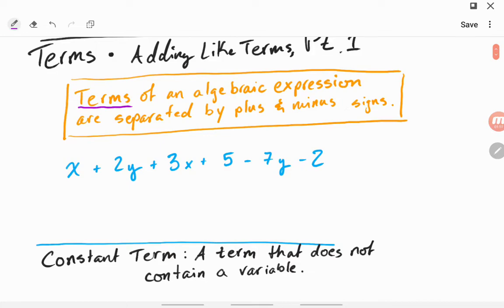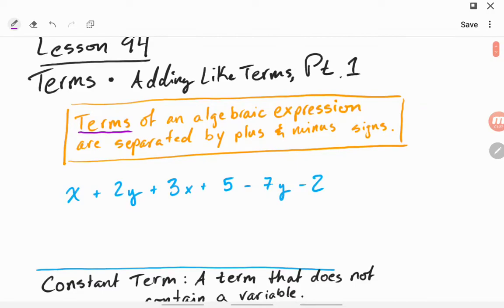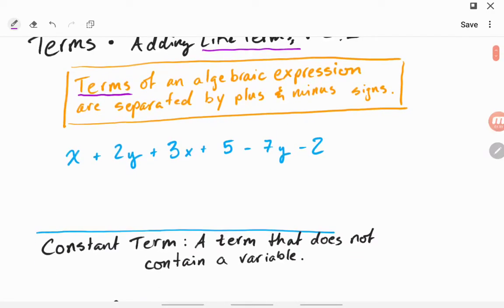Okay, well, then what if we wanted to combine this, right? What if we wanted to simplify? Well, what we need to do is identify like terms, right? And we see that up here. Like terms are going to be terms that share the same variable, and that variable needs to be of the same power. Now, we don't need to really worry about the power of the variable yet, but we'll get there eventually.